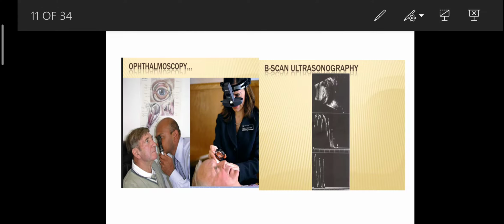So if you can see at the right hand side, you can see a fundus evaluation using direct ophthalmoscope as well as indirect ophthalmoscope. Left hand side, you can see a B scan ultrasound image of the posterior segment of the eye. So you can see a rough contour of the retina as well as the vitreous.